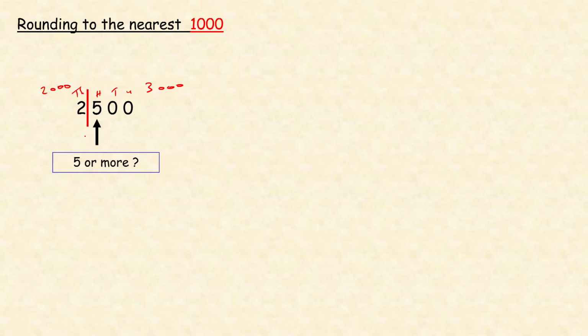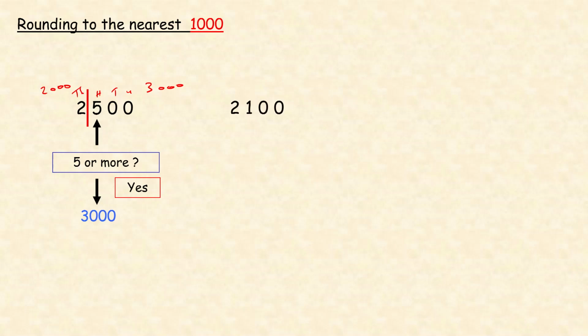Let's have a quick look at rounding to the nearest 1,000 then. So 2,500, that's going to lie between 2,000 and 3,000. This time, because we're rounding to the nearest 1,000, with units, tens, hundreds and thousands, we're going to check our hundreds column. Okay, so we draw a line between thousands and hundreds, and we check that 5. It is 5, so we're going to round up to 3,000.